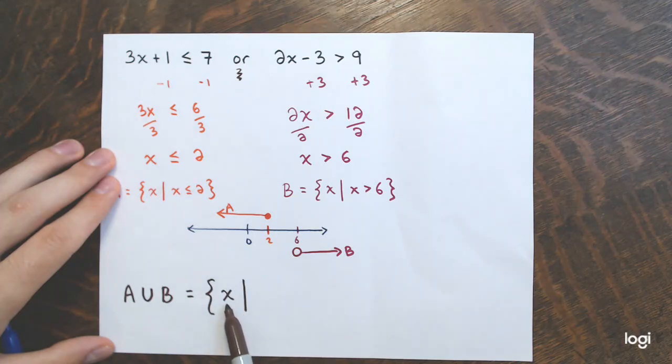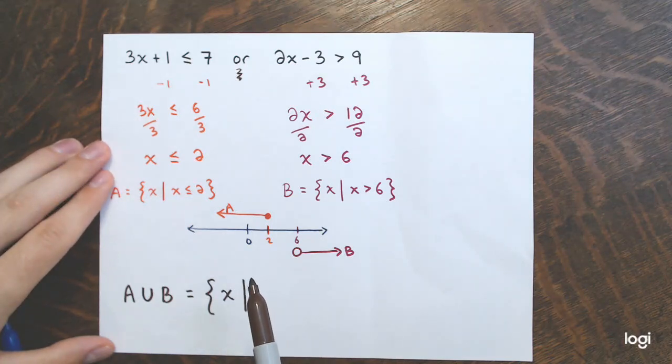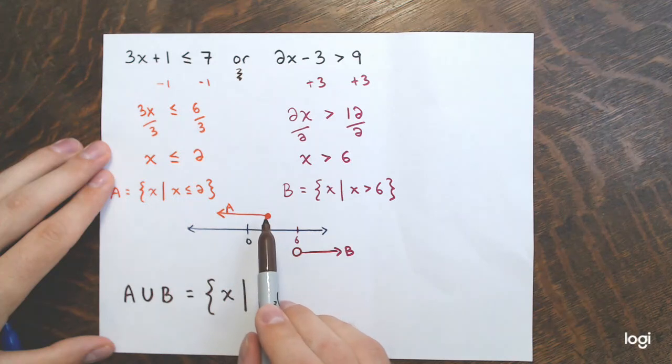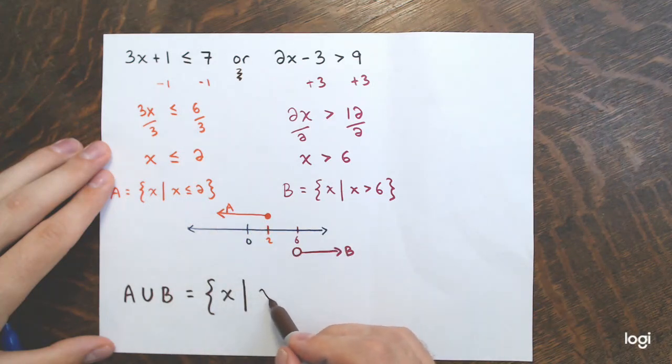It'd be all the values of x such that, and again, union is not very restrictive at all. If you're a number in set A, then you're in the union. If you're a number in set B, then you're in the union. And if you happen to be in both, you're in the union. It's very unrestrictive. So all of these numbers that are less than or equal to 2, they're in the union, because they're in set A. So x is less than or equal to 2.